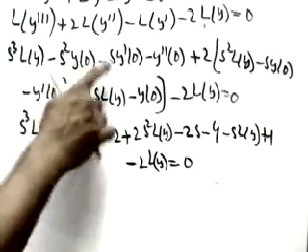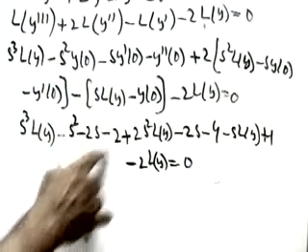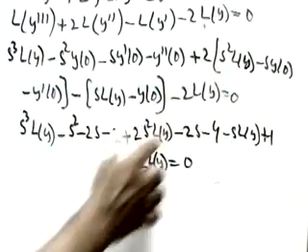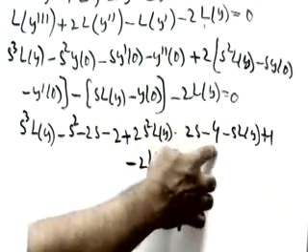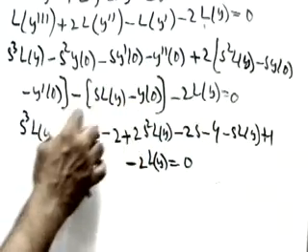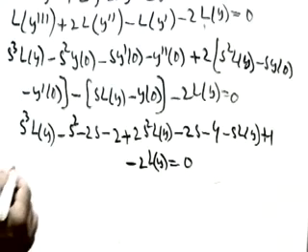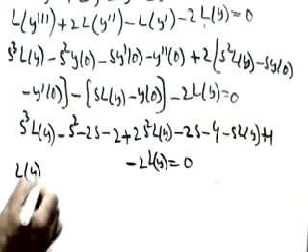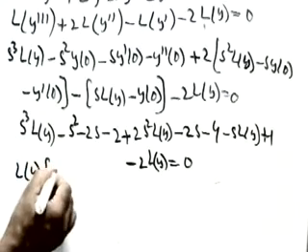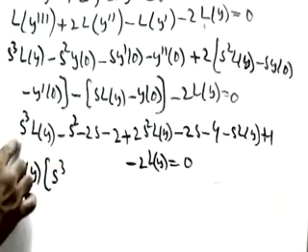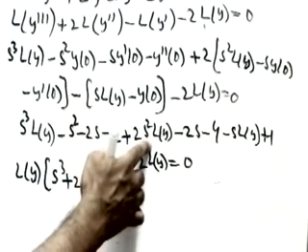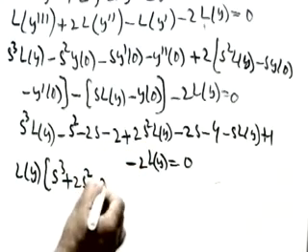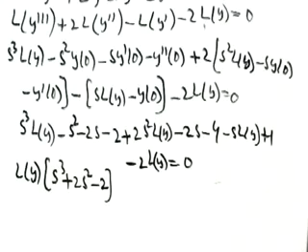Let me revise once more. Any mistakes here? See here, y naught is 1 into s square minus 2s minus 2, plus 2s square Laplace of y, minus 2s into y naught is 1, y dash naught is 2, minus into plus minus 4, minus s into Laplace of y minus 1s plus 1 minus 2. Let me take Laplace of y common. If we take Laplace of y common, here it is left with s cube and here it is left with 2s square.